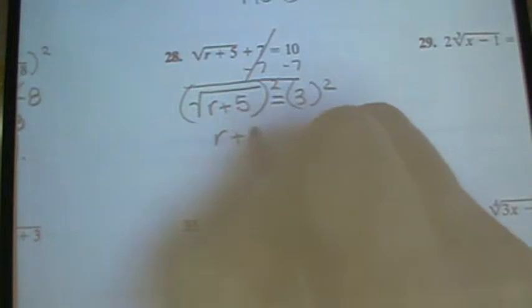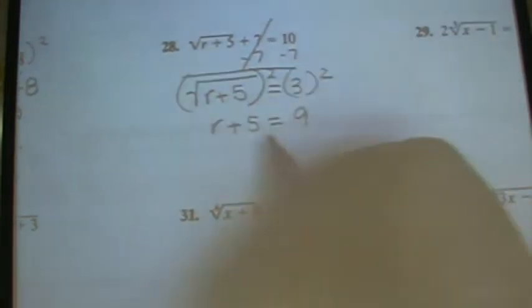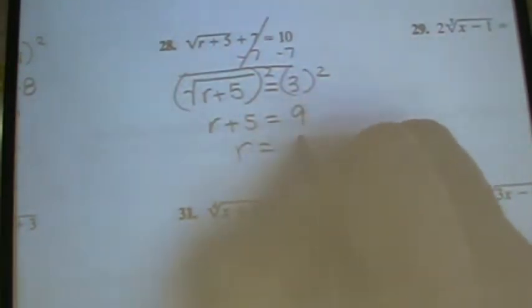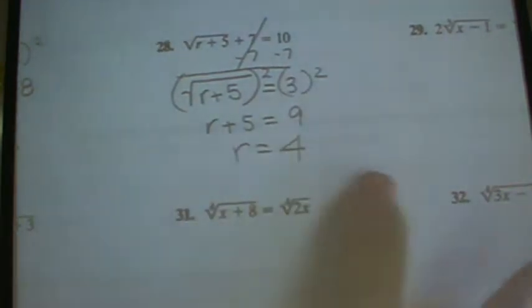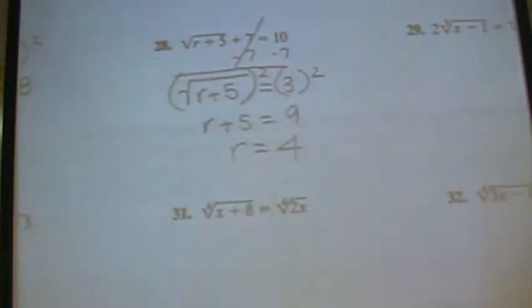28, we're going to subtract 7. Now we're going to square both sides. Be careful right here, a lot of people will accidentally write 6. It's 3 squared, which is 9. And then subtract 5, and you get 4. And you can check this answer. If you plugged 4 in here, 4 plus 5 is 9, the square root of 9 is 3, and 3 plus 7 is 10.